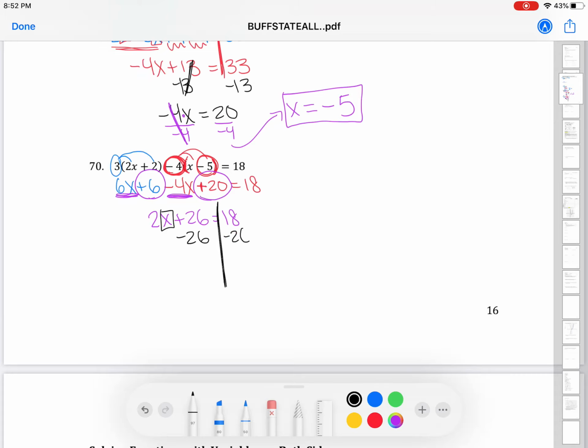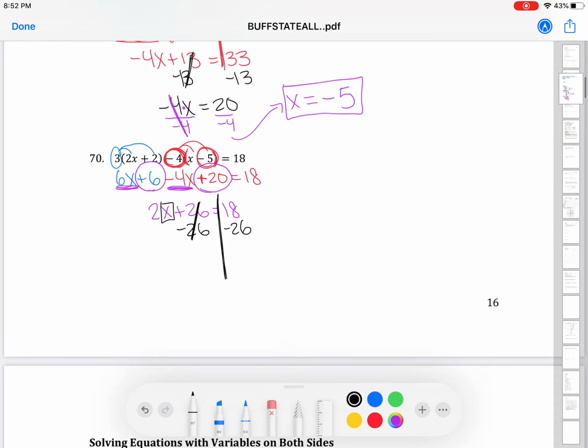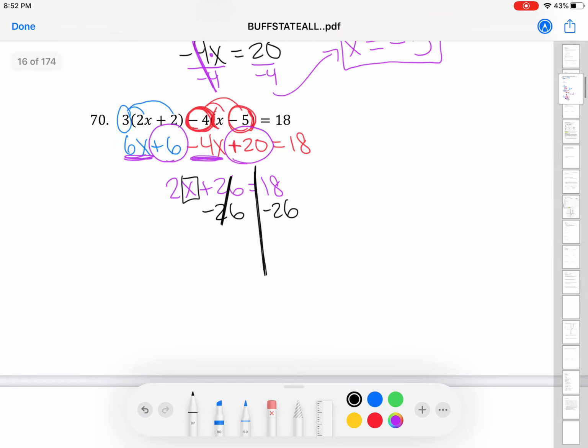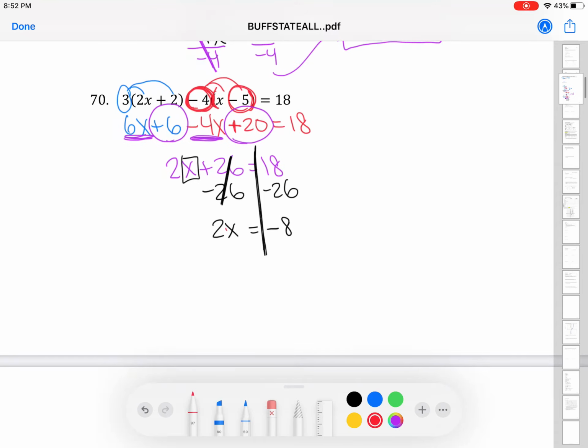So I'm going to follow that same method we've been following all along. Get rid of what's being added or subtracted to the x first. That would be a plus 26, so I'm going to subtract 26. Always do the opposite. See how this is starting to get repetitive and kind of annoying? It's the same process over and over again.